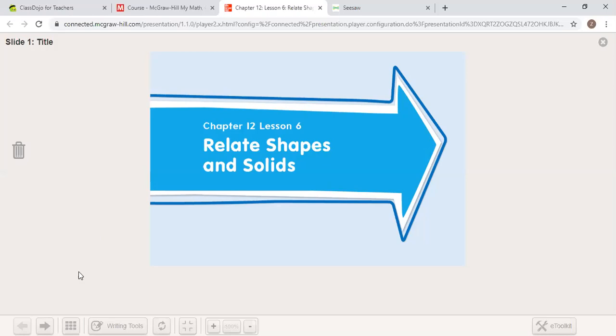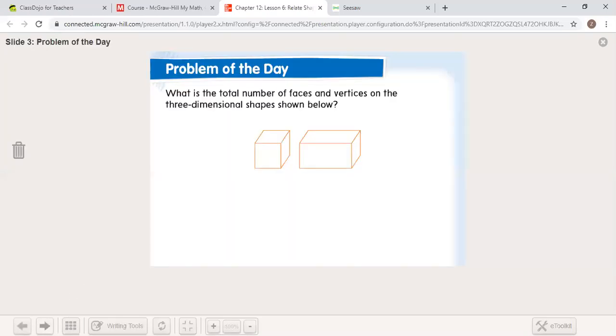Relate shapes and solids. So what we're going to do is, well, I'll talk about that later. All right, let's look at the problem of the day. What is the total number of faces and vertices on three-dimensional shapes shown below? So go ahead and count how many faces each of them have, add them up, and how many vertices there are. Go ahead and take a quick second, pause the video, do what you need to do to come up with an answer for how many faces and vertices.